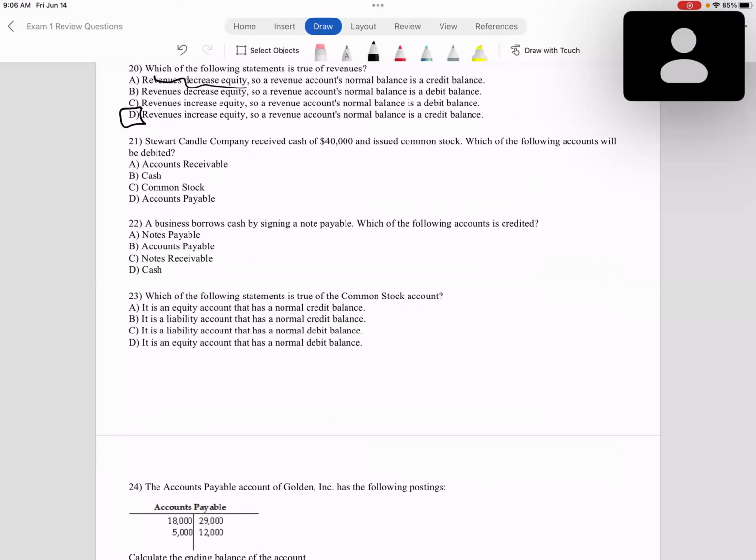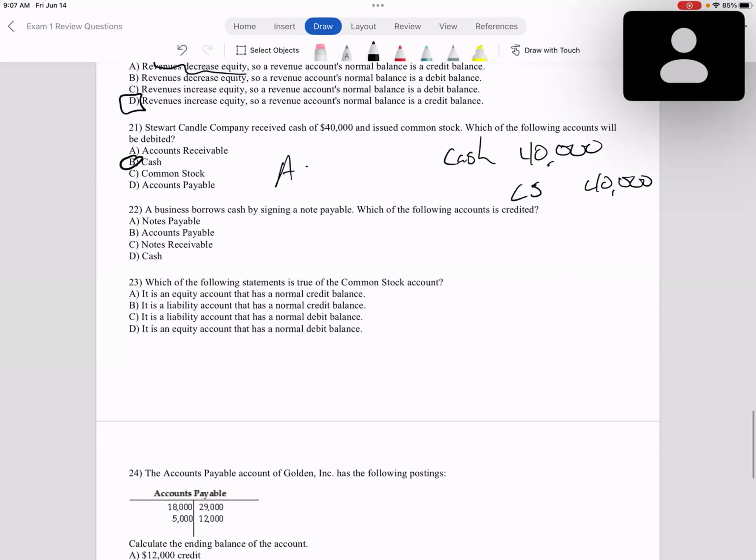This candle company received $40,000 and issued common stock. Which of the following accounts will be debited? Okay, so we're receiving cash. That's going up 40,000. And then we're crediting common stock. We issued stock 40,000. And so the correct answer on that is cash is debited. All right. If you look at the accounting equation on this one, cash is going up and equity is also going up.